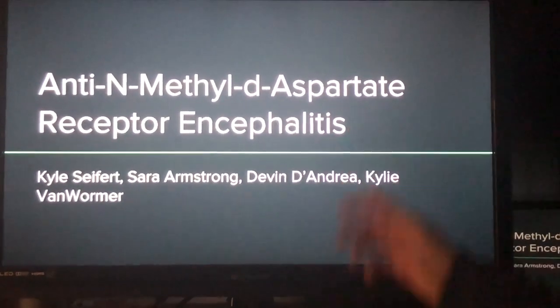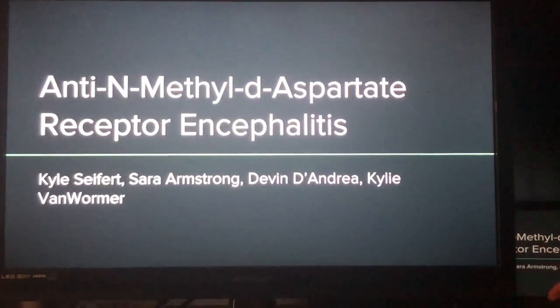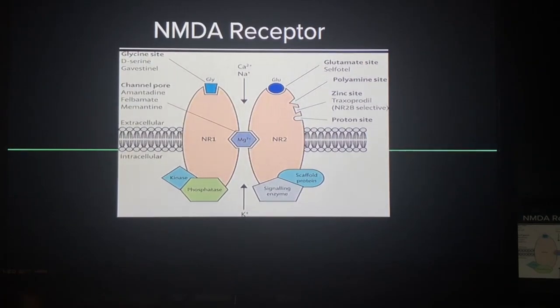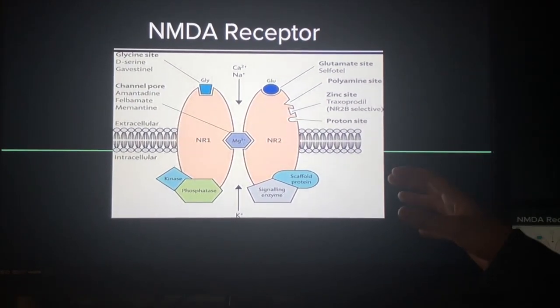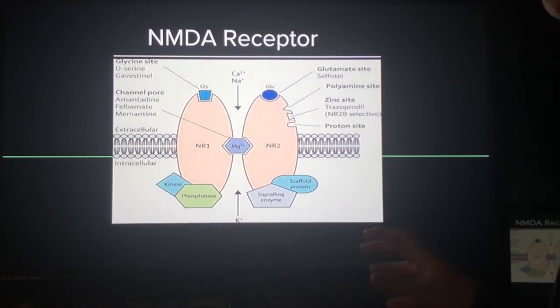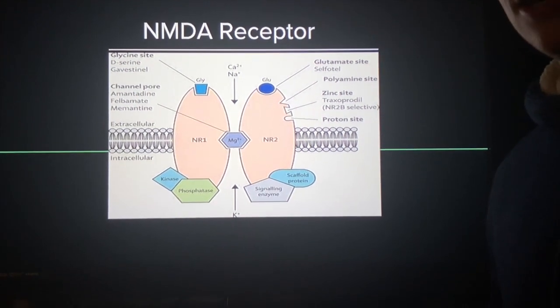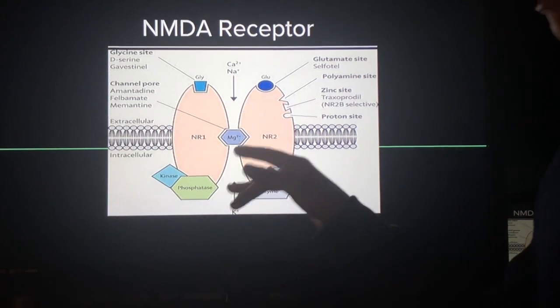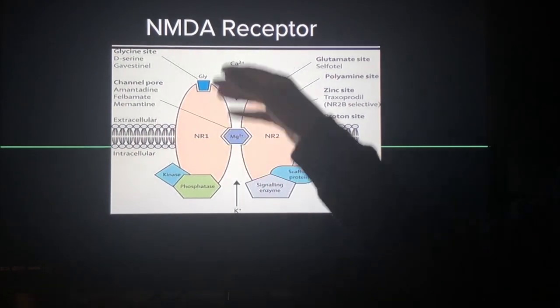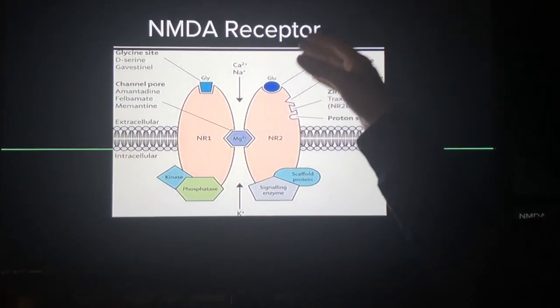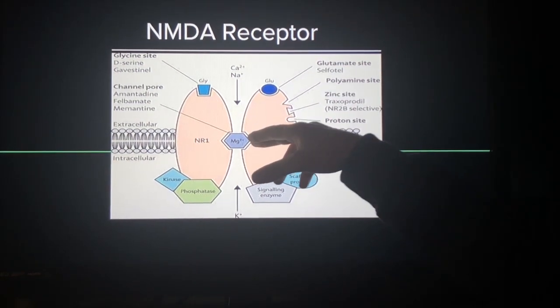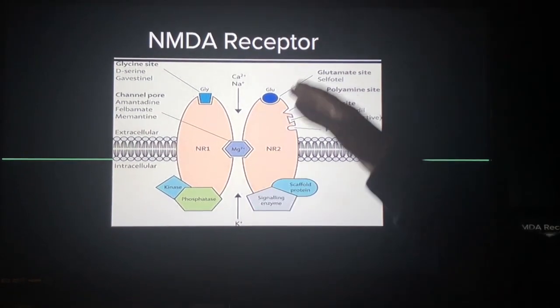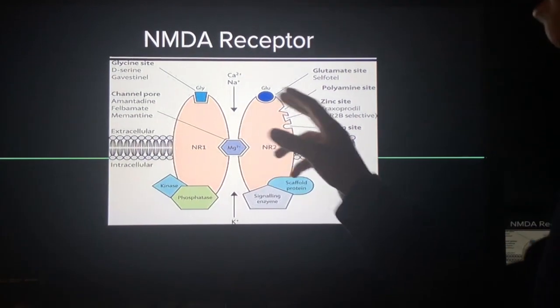We're doing anti-NMDA receptor encephalitis. Before we get into the disease, I just want to talk about the NMDA receptor itself. Malfunction in this receptor is actually what the disease is, so it's important that we go over the receptor. There are two subunits on the receptor: NR1, which binds glycine, and NR2, which binds glutamate. And then there's this Mg stuck in the channel pore that requires a depolarization to get kicked out.